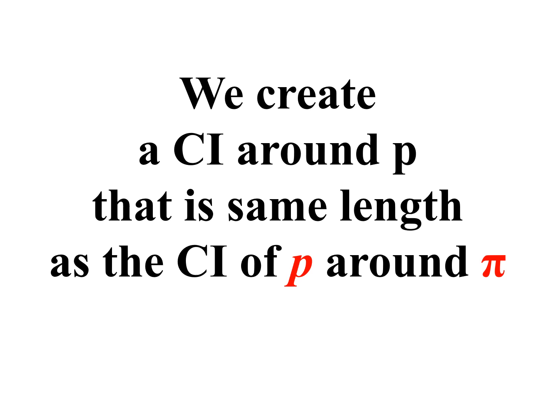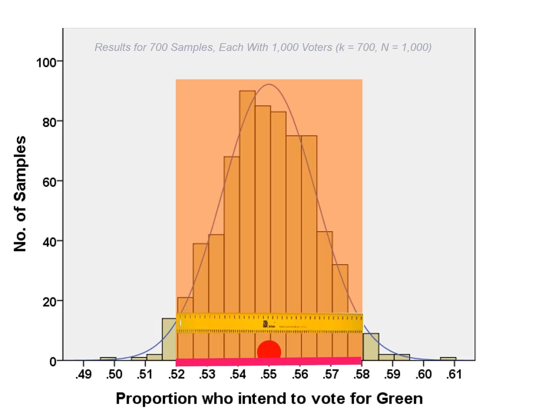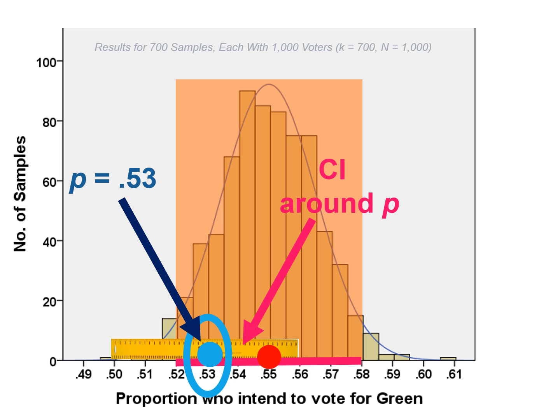For purposes of explanation, we began by making a confidence interval around p that was the same length as the confidence interval of p around pi. So, in this sampling distribution, the red line along the x-axis shows the confidence interval around pi, and the yellow yardstick above it is the new confidence interval that is the same length. We can place this new confidence interval so it is centered on 0.53. This confidence interval around 0.53 includes the red dot at 0.55, which represents pi.